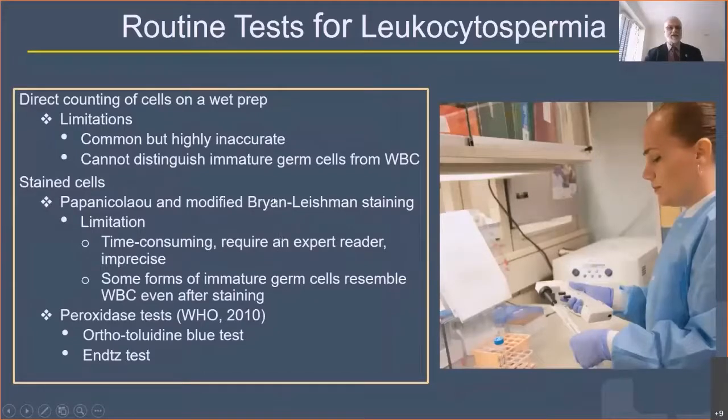There are routine tests that give an indication of what is going on in the ejaculate. In a wet prep, one can see round cells, but these cells cannot really be distinguished from immature germ cells, and it's highly inaccurate. So we need to do other techniques, including staining techniques with Papanicolaou or modified Bryan-Leishman staining. But again, these techniques are time-consuming, require very specifically trained staff in the laboratory, and they are not precise. And it's a problem to distinguish between different germ cells, different round cells and leukocytes.